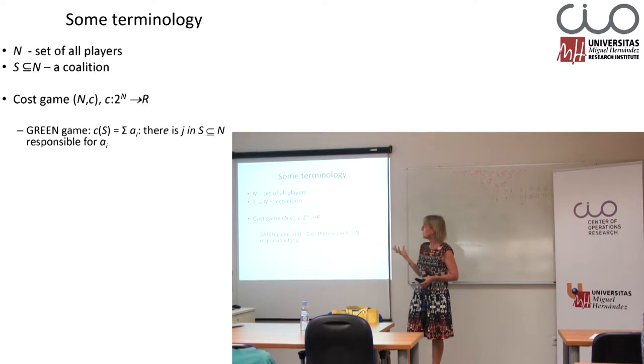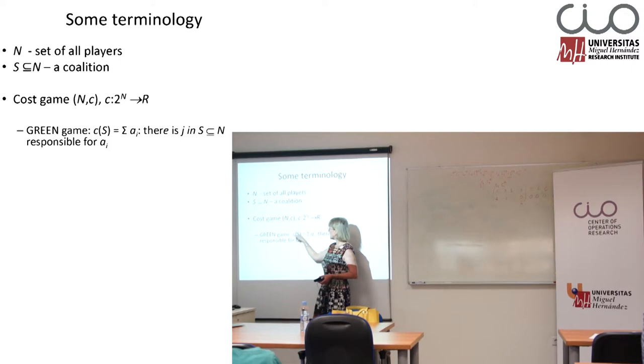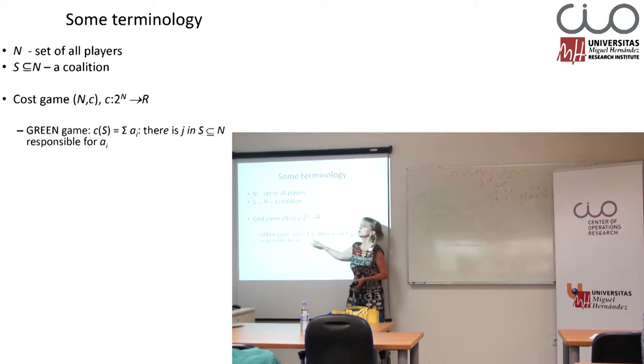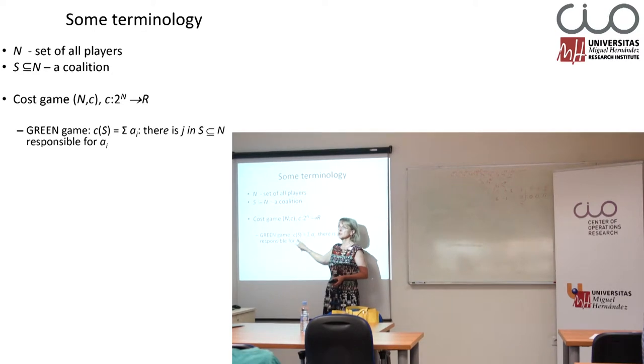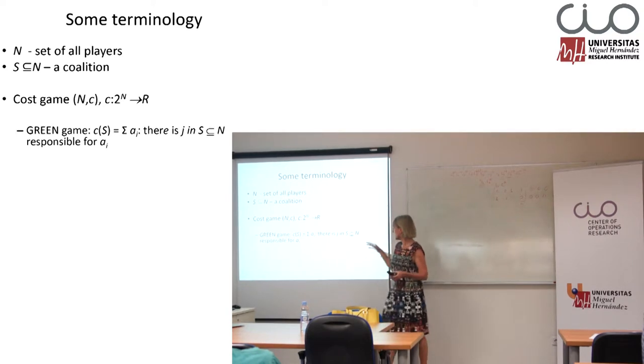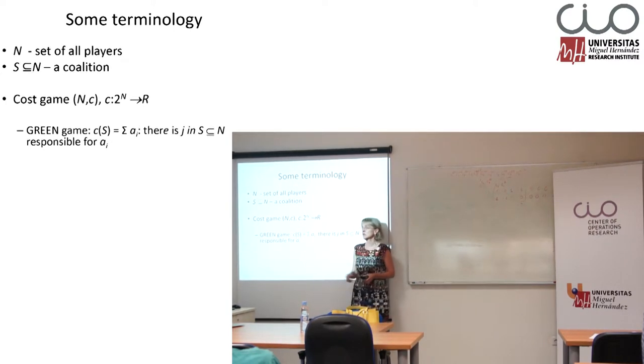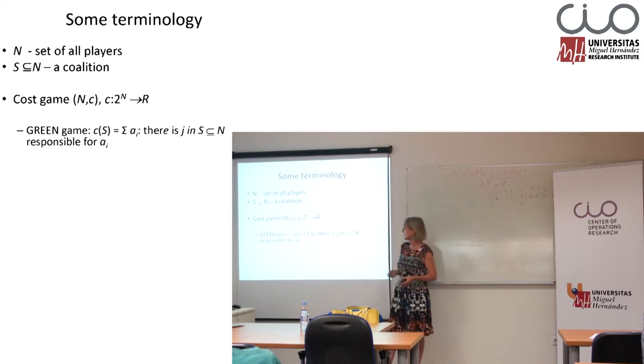And so how the game is actually defined is, we say that the cost of a coalition is the sum of all emissions such that there is a member in the coalition who is responsible for these emissions directly or indirectly. So we are looking at all the members, and if a specific player here is responsible for the pollution in a certain arc, this arc is accounted for here as a cost of this specific set.